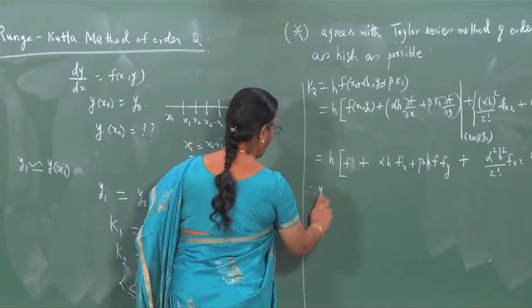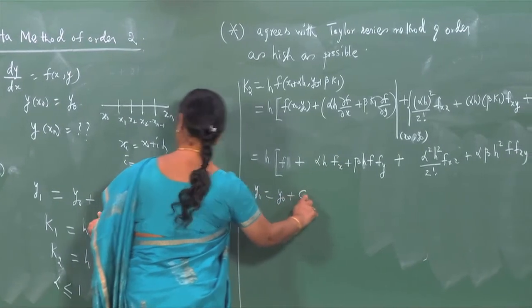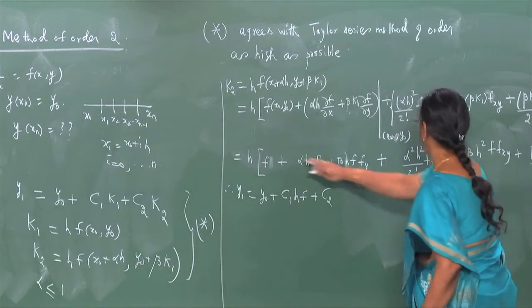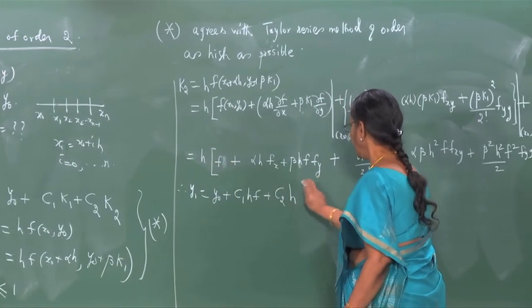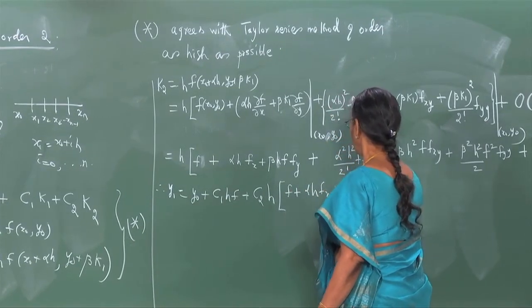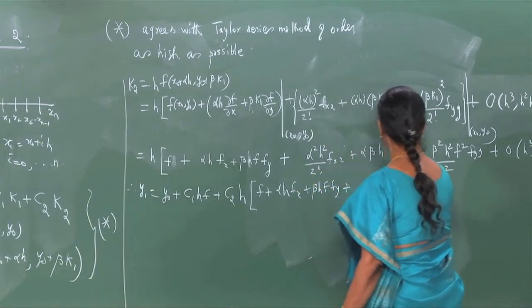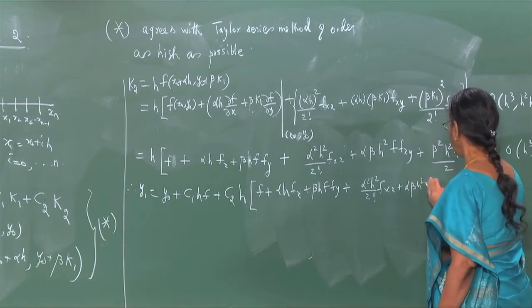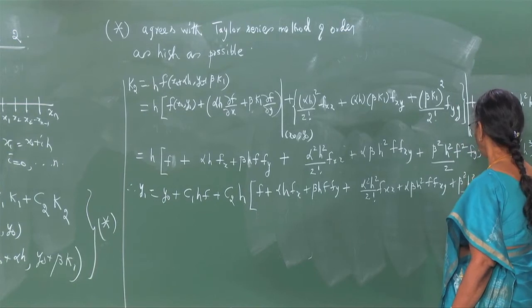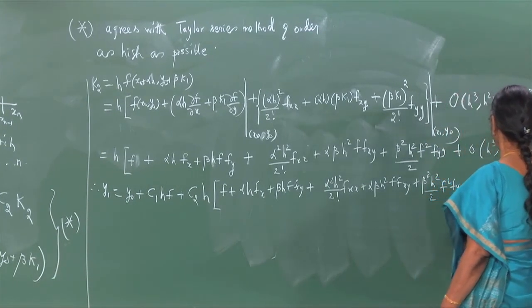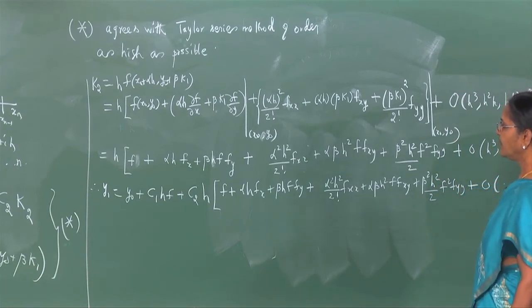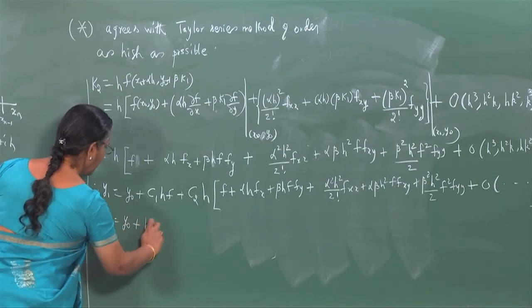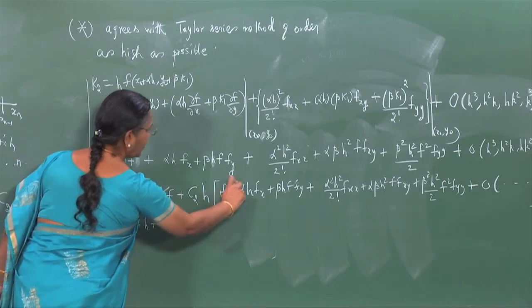So, we have therefore y1 given by y0 plus C1 into K1, which is h into f, plus C2 into K2, and K2 has been computed. So, K2 is h into f plus alpha h fx plus beta h f fy plus the terms alpha square h square by factorial 2 fxx plus alpha beta h square f fxy plus beta square h square by 2 f square fyy plus order of these terms, that is K2. Which again can be simplified and written as y naught plus h into f into c1 plus c2. So, we have these two terms.